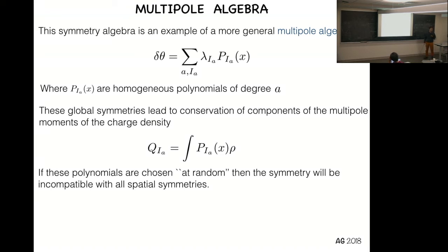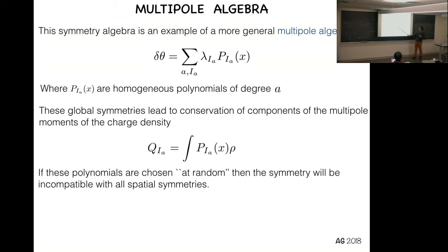So far we discussed polynomials in, let's say, 3 dimensions: x1, x2, x3, which are degree 1, and x1 squared plus x2 squared plus x3 squared, which is degree 2. But I could take any homogeneous polynomial. So what I'm going to do is say that theta is just a linear combination with some coefficients and some homogeneous polynomials. The charges which are conserved due to the symmetry are linear combinations of various moments.